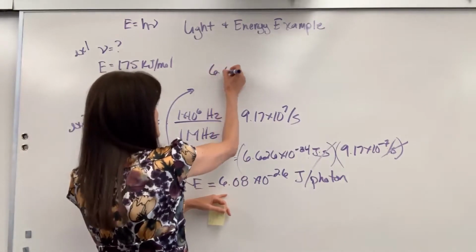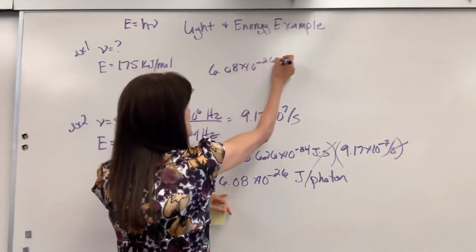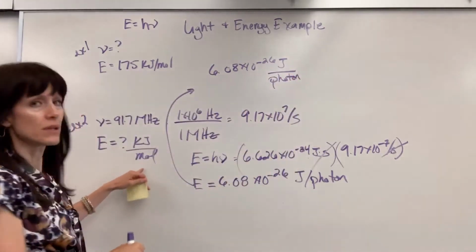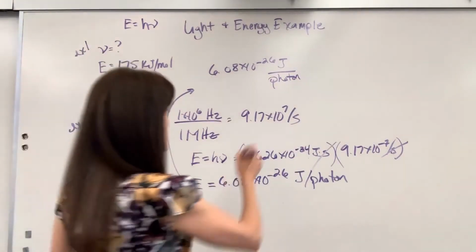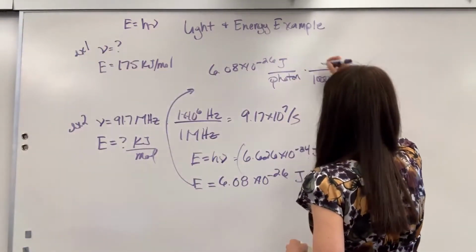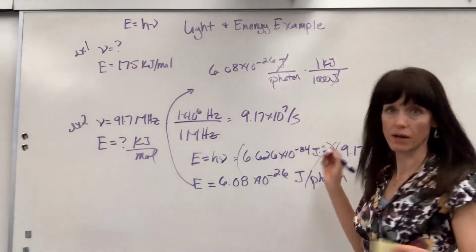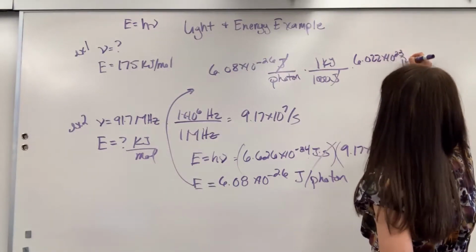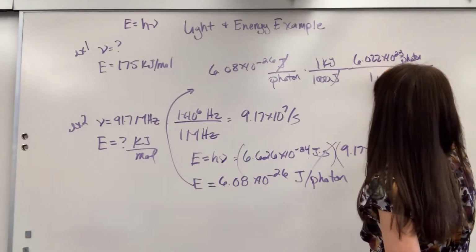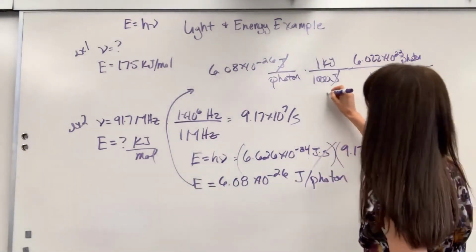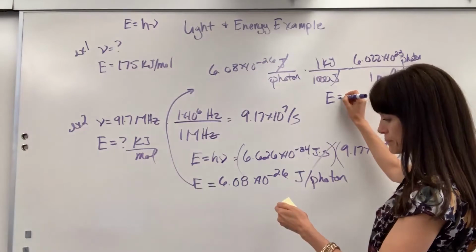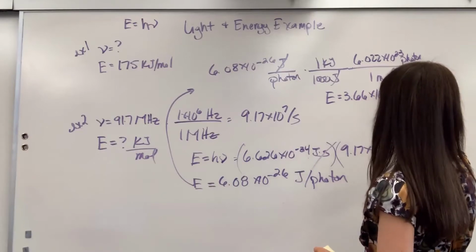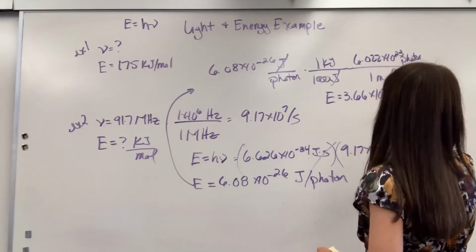So we're going to have 6.08 times 10 to the negative 26. Again, these problems are easy. The trick will be the unit. So really, really watch the units for energy. Okay, there are 1,000 joules in 1 kilojoule. Joules cancel, we now have kilojoules. There are 6.022 times 10 to the 23 photons for every 1 mole. So energy here will equal 3.66 times 10 to the minus 5 kilojoules per mole. Interesting.